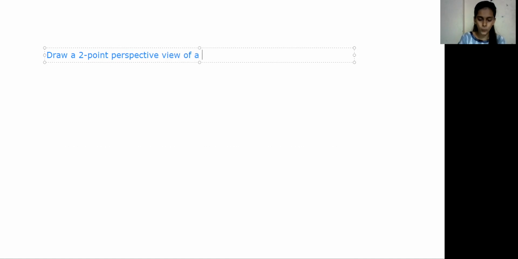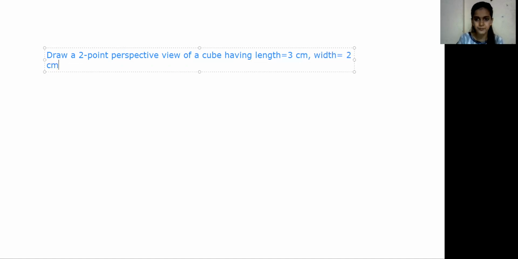of a cube. Now here I'm going to consider a rectangular cube. In square cube, all the dimensions, length, width and height all are same. But in rectangular cube, it may differ. So a cube having length 3 centimeter, width 2 centimeter and height again 2 centimeter.